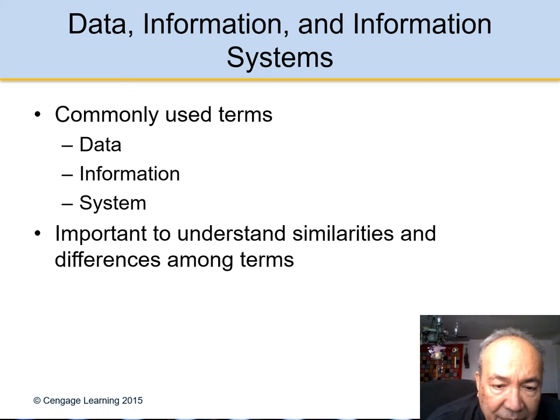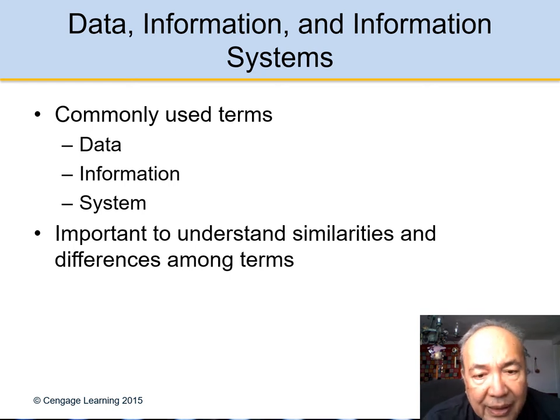Now, what are the parts of this? What do you need to have to be able to use data, information, and information systems? Now, there are three terms that you need to know. First of all, it's data. Data are the raw materials. It can be words, it can be numbers, it can be symbols. There are three kinds of data: words, numbers, and symbols.